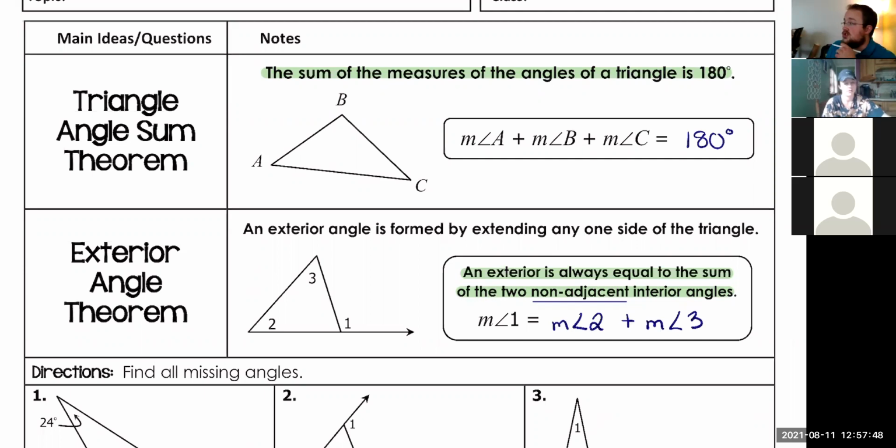Now, again, that is a relationship we're going to rely on a little bit here going forward as well. So all the angles inside of a triangle equal 180. Extend one of those sides out to create an exterior angle. That angle is going to equal the sum of the other two angles that's not adjacent to it.